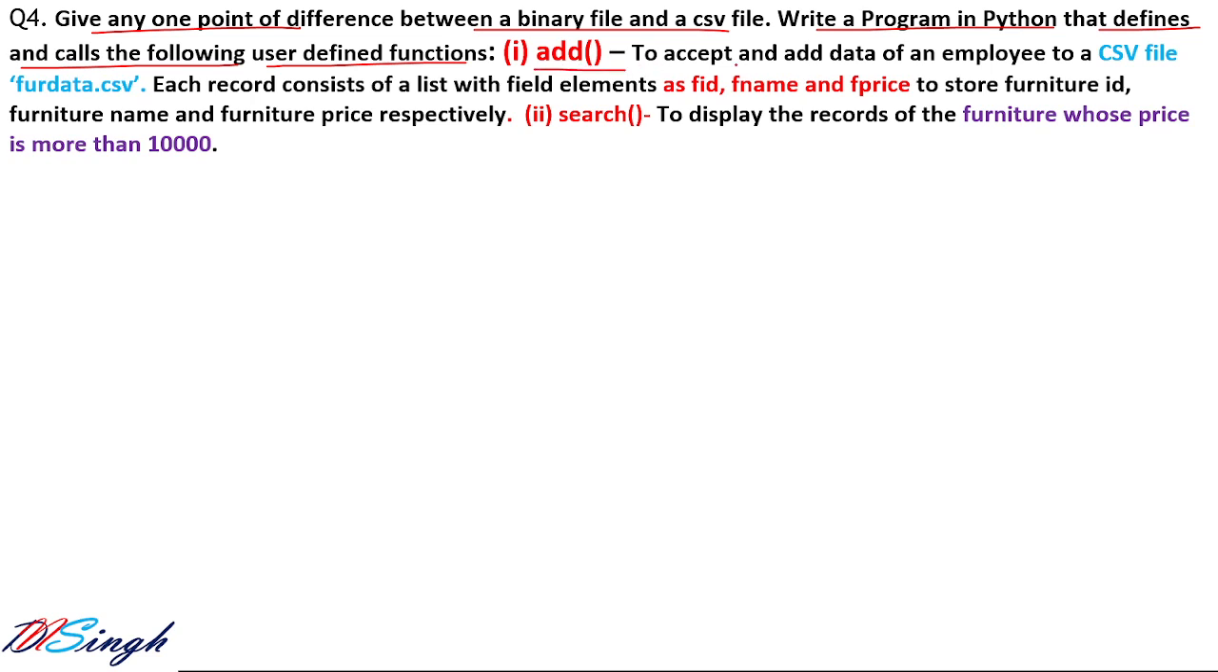First one is add, to accept and add data of a furniture record to a CSV file. In data.csv, each record consists of a list with fields FID, FNAME, and FPrice, to store the furniture ID, furniture name, and furniture price respectively. Search, to display the records of the furniture whose price is more than 10,000.